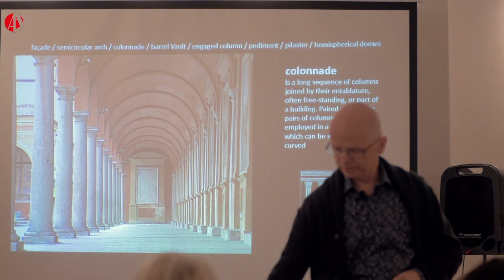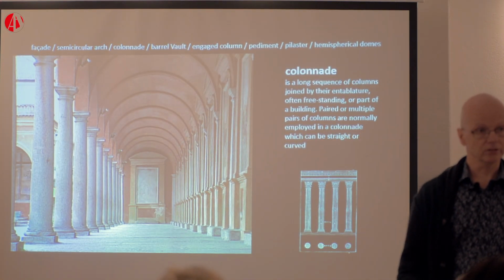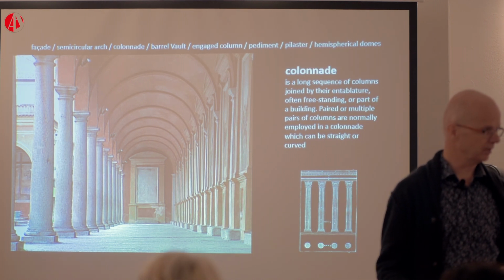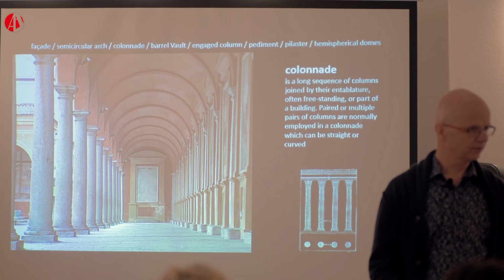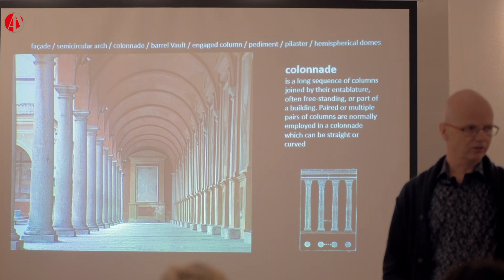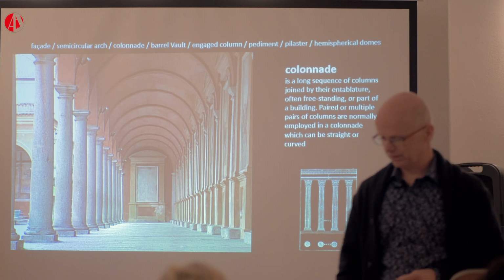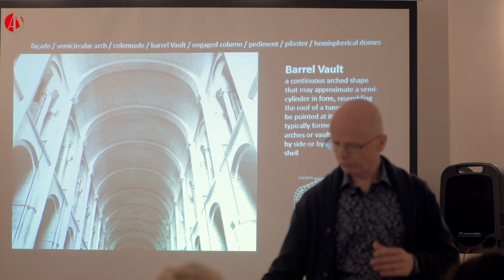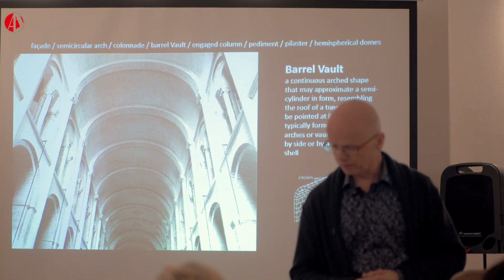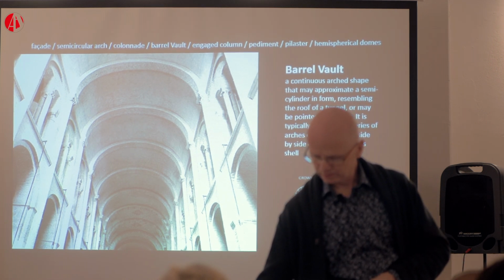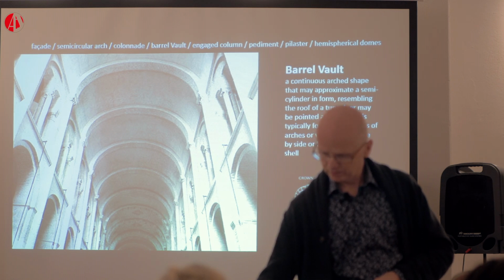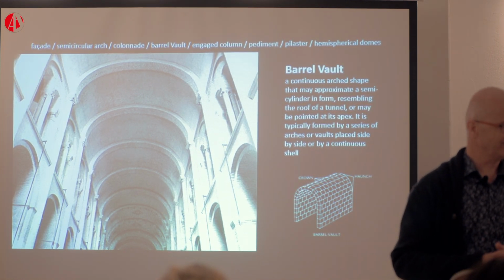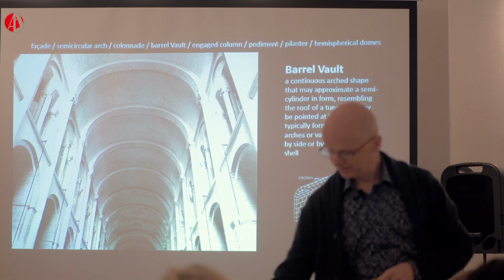So colonnade, you find that in Florence a lot, especially in Brunelleschi's Innocenti. You see that long line with columns. You have the barrel vault. It's more like an arch that you just continue. It would be more like a tunnel. There's a lot of those.